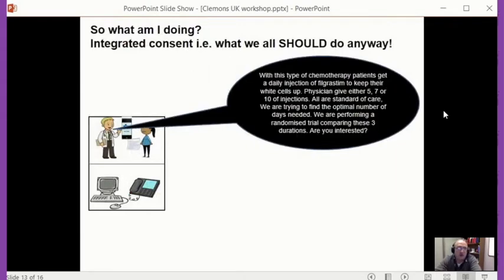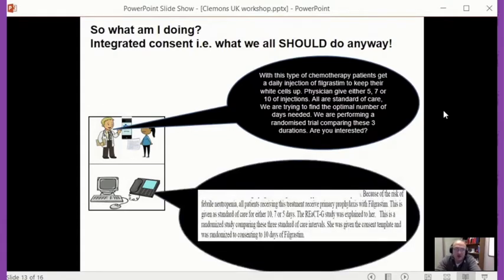So, for example, one of the trials we did, and Sharon will talk about this more in a few minutes' time, there's a drug that we give as an injection to boost the white cells during chemotherapy. We can give 5, 7, or 10 days of injections. All of them are reasonable. All of them are a standard of care. We want to do a trial comparing them. Are you interested? That is integrated consent.